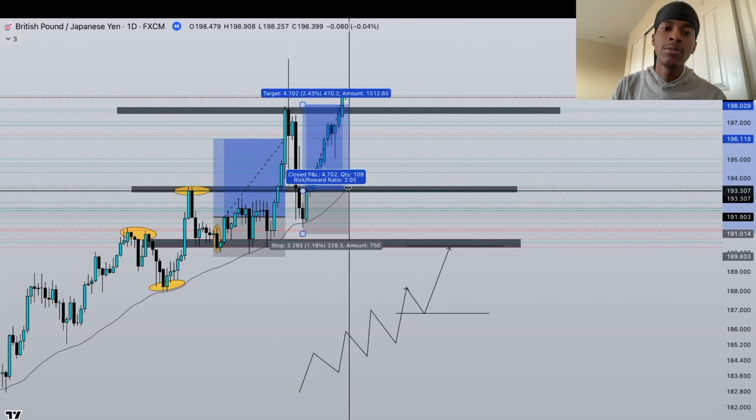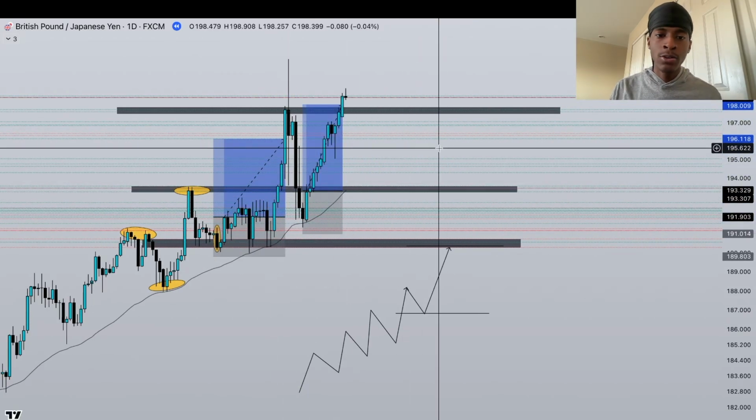Just like that, we got in again. Now what do I do? I wait for the same exact thing. If you're trading with the trend, it will always be easier for you. Don't make it harder for yourself. Just trade with the trend. Let price engulf it and continue in that direction. We don't need to do too much.